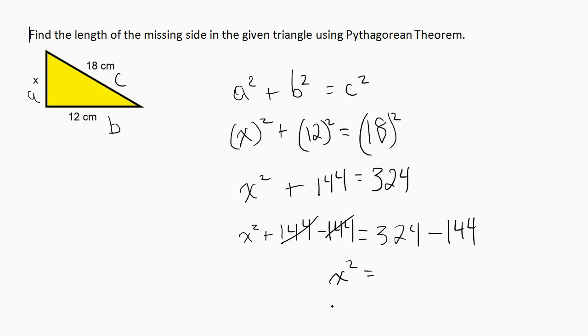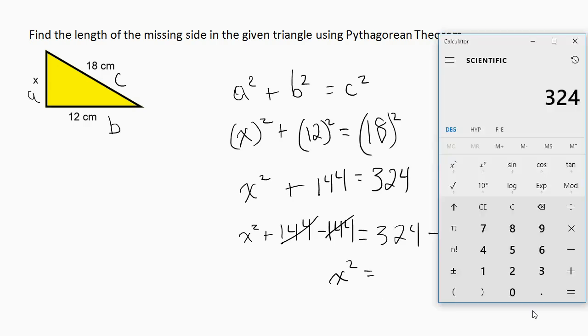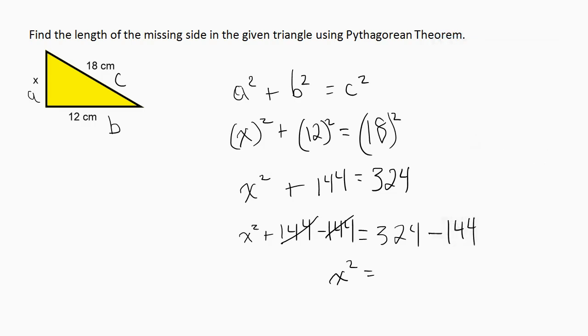And if you're not sure what that is, again, you can pull out your calculator. 324 minus 144, and you get 180. Maybe you'd rather do that in your head. So x squared is 180.